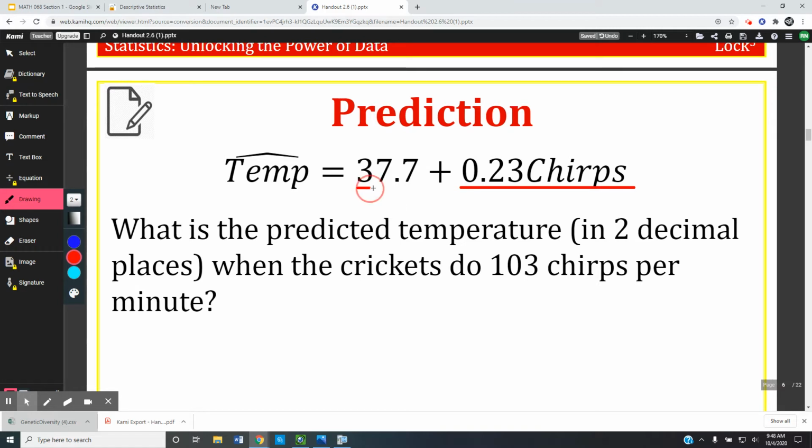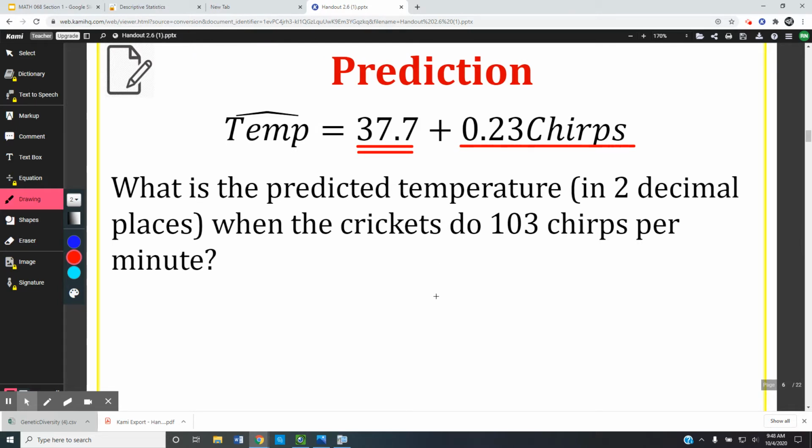If I were predicting this over here, the prediction is that the temperature is 37.7 degrees when there are no chirps. Because if we take this completely out of the equation and multiply by 0 chirps, 0.23 goes away, and the starting temperature is 37.7. So the prediction is that it will be about 37.7 degrees if no chirps are heard.